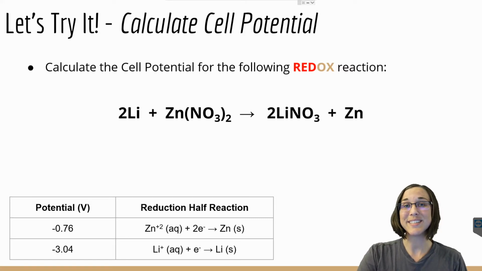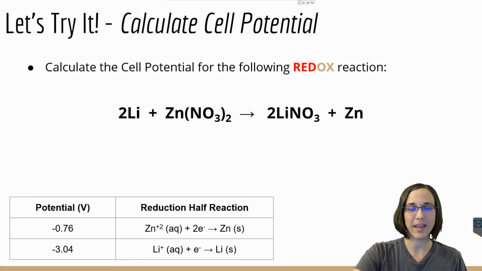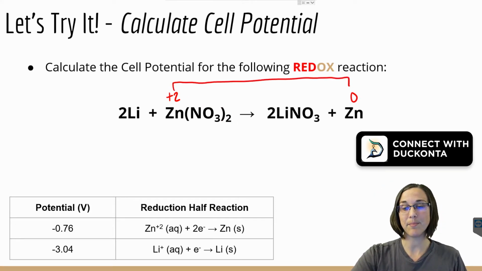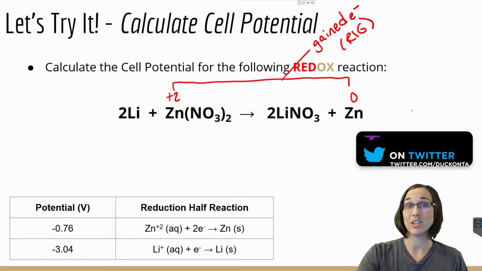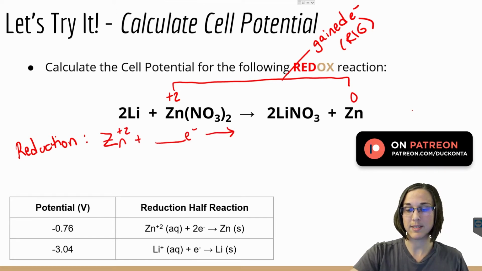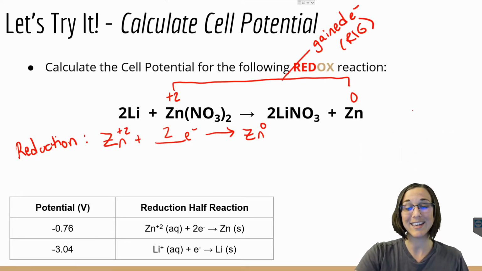Now let's calculate for the cell potential given a chemical redox reaction. As usual, we need to figure out which one gets reduced and which one gets oxidized. In this case, we're going to look at zinc first. Zinc starts with a +2 charge, we know that from reverse drop and swap, and it ends up with a 0 charge. Since it went from something positive to something more negative, we know that it must have gained electrons. So it's going to represent the reduction half. And that would be zinc +2 plus some number of electrons forms zinc no charge. To get from a +2 charge to 0, of course we need to add 2 electrons.